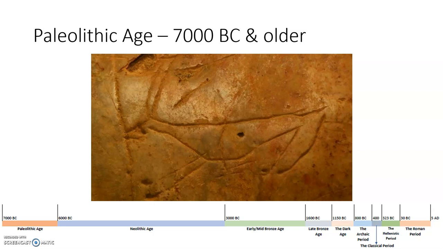The Paleolithic age we know almost nothing about. When we talk about this period, we're talking about 7,000 years ago and more. We don't even know exactly who lived there during that period, although we are aware that Greece was inhabited by modern-day humans. The image you see here was found in a cave during this period.